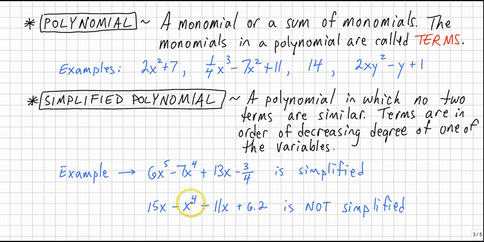Not only that, the degrees of the terms or monomials are not in decreasing order. So the x to the fourth should be out front, and then the x's should be next, and then the constant should be last.